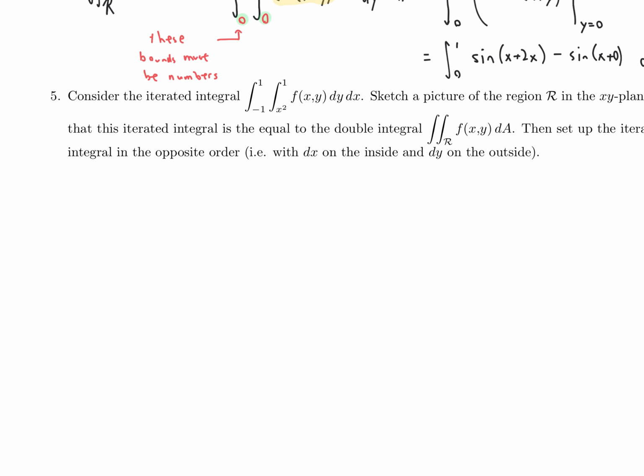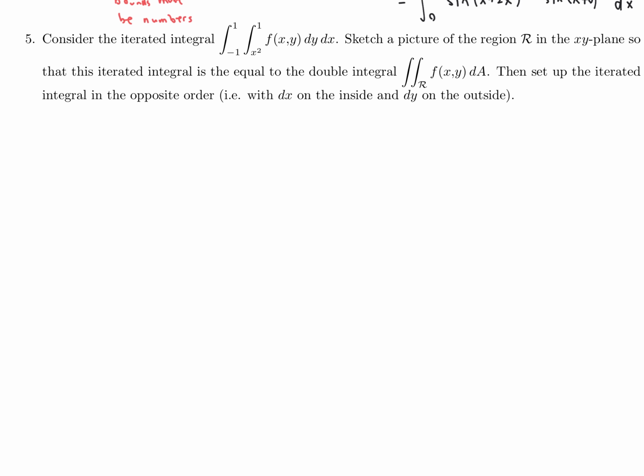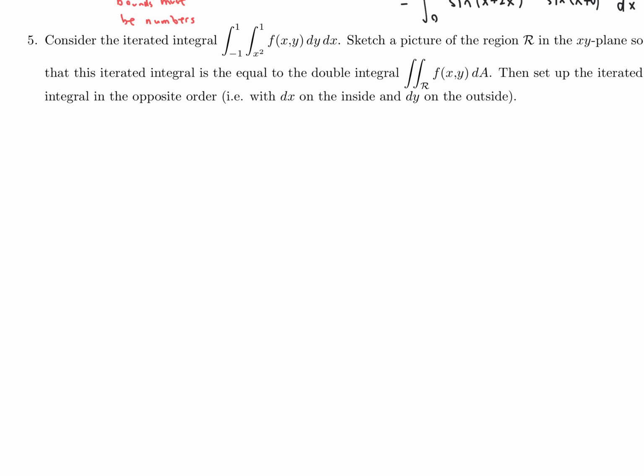I'm going to scroll back to number 5, which gives us an iterated integral, but it wants us to sort of work backwards. First, it wants us to turn this iterated integral into a double integral, so we have to think about what that region R would look like. And then we're going to change it into a new iterated integral in the opposite order, so dx on the inside and dy on the outside. You'll see these problems as switch the order of integration kinds of problems.